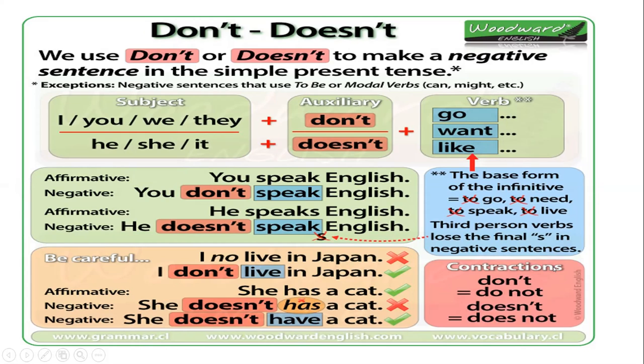Remember that we can also use contractions. Don't, right? Or for equals do not. So do not is the complete or full form, and don't is the contraction. Doesn't is the contraction for the full form does not, right?